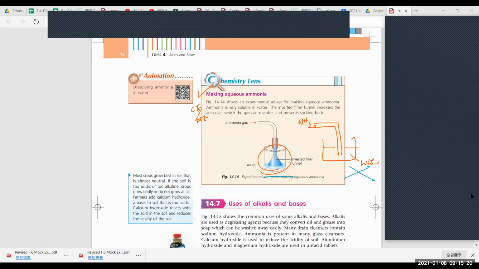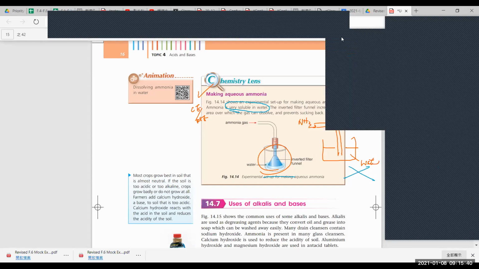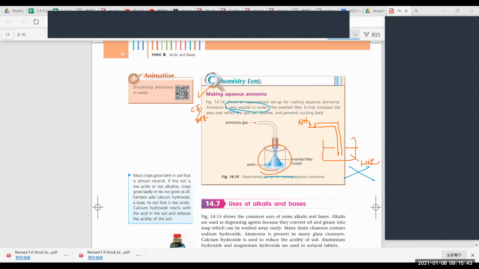So first of all, ammonia is quite highly soluble in water. Can you see the words very soluble in water? So if I do such action on the right-hand side, what will happen? The gas will dissolve in the water a lot. So it would have a competition of maintaining the water level here. In one sense, as ammonia dissolves in water, it will produce a reduced pressure inside, so they will drive the water level coming up.